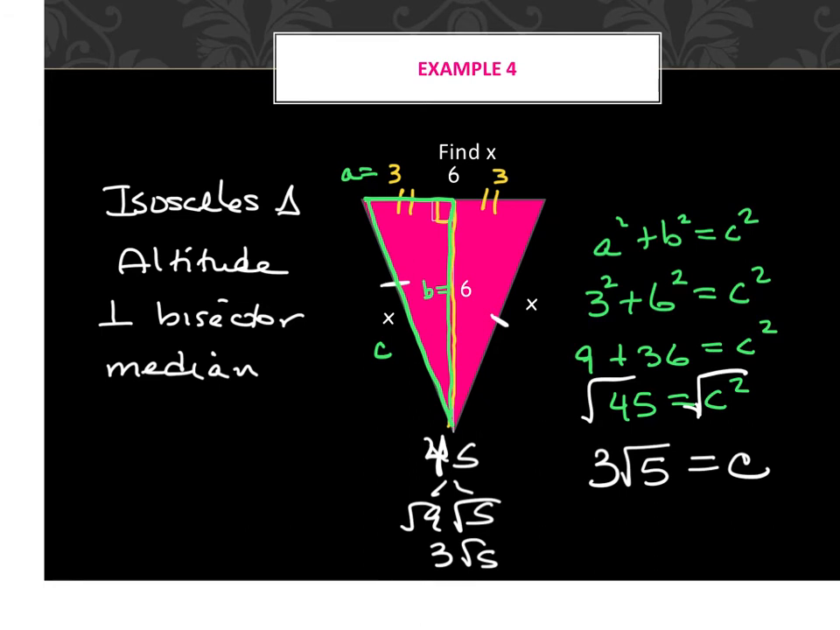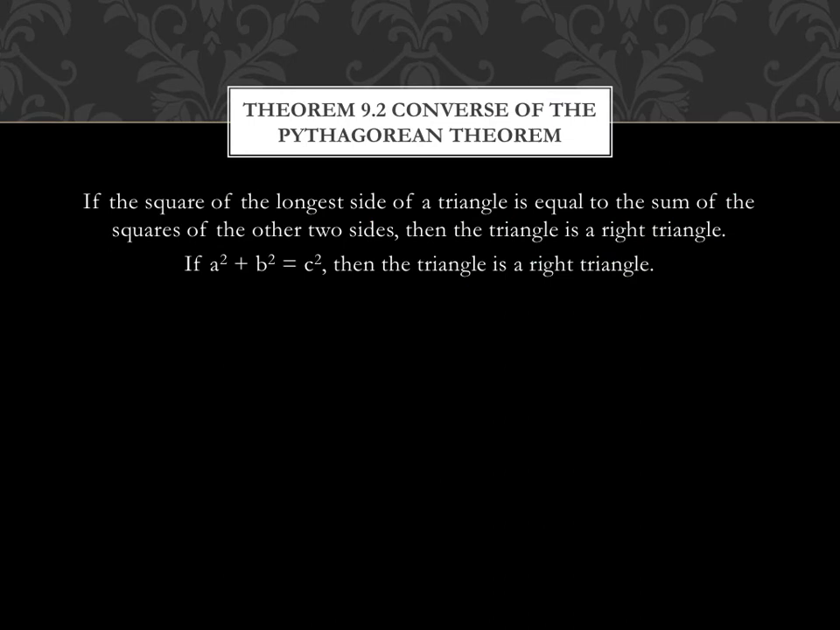Pretty good? All right. New theorem. This one is the converse of the Pythagorean theorem. And this one states that if the square of the longest side of the triangle is equal to the sum of the squares of the other two sides, then the triangle is a right triangle. So basically, if I give you 3 numbers and I ask you to test out, will these 3 numbers form a right triangle, you're going to plug them in to A squared plus B squared equals C squared.